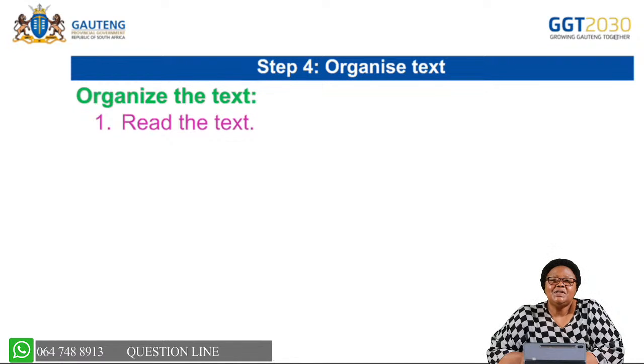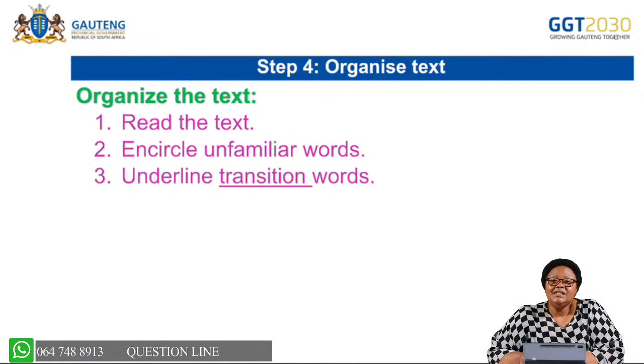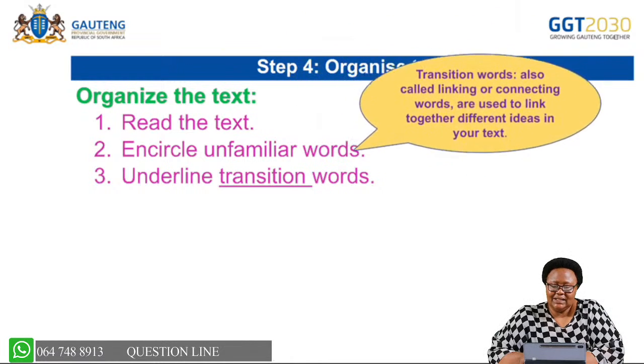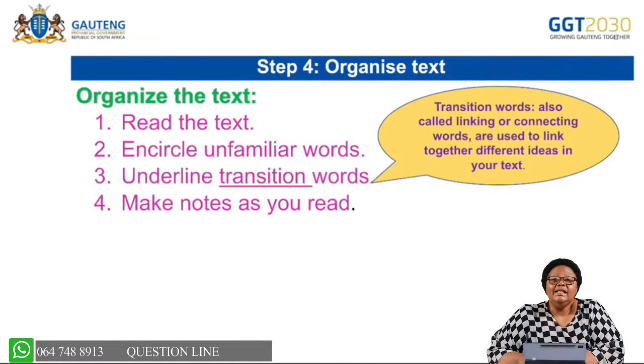Firstly, you read the text. Secondly, you circle the unfamiliar words. Thirdly, you underline transition words. What are transition words? They are linking words or connecting words. And then you make notes as you read. These are the things that you do as you read.